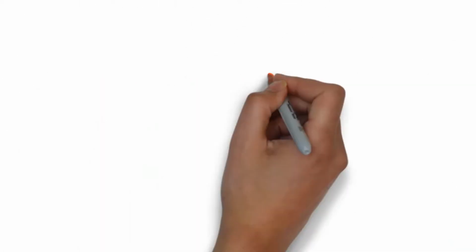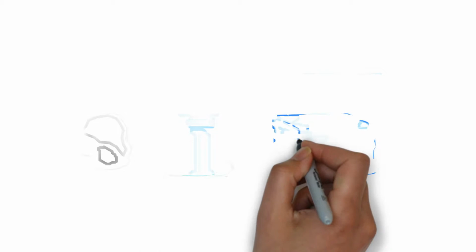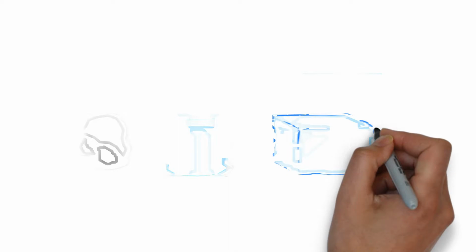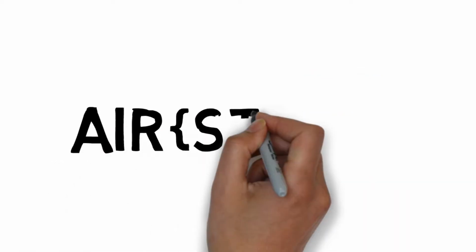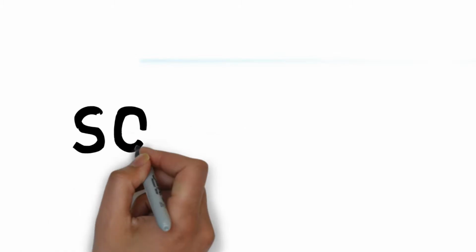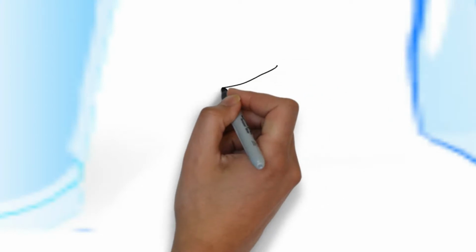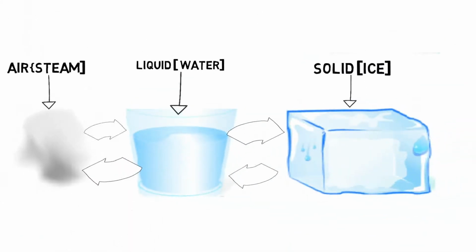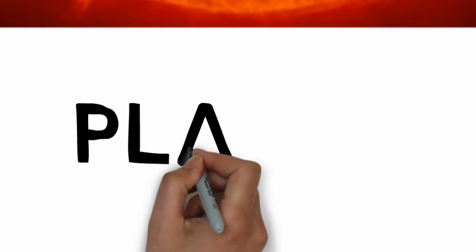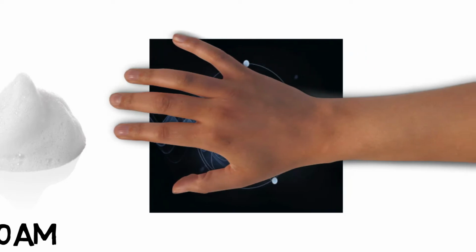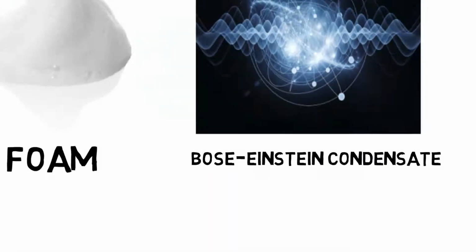There are more than 100 kinds of atoms. A combination of atoms forms a molecule. Atoms or molecules can join together to form a compound. Matter can exist in several states, also called phases. The three most common states are known as solid, liquid, and steam or gas. Less familiar states of matter include plasma, foam, and Bose-Einstein condensate. These three states occur under special conditions.